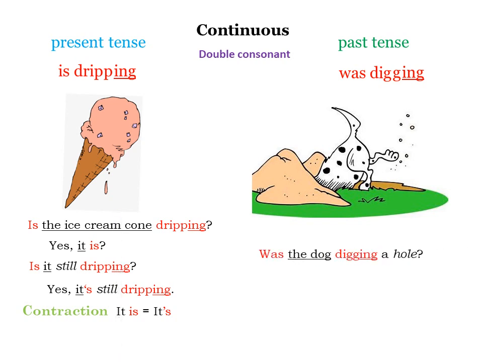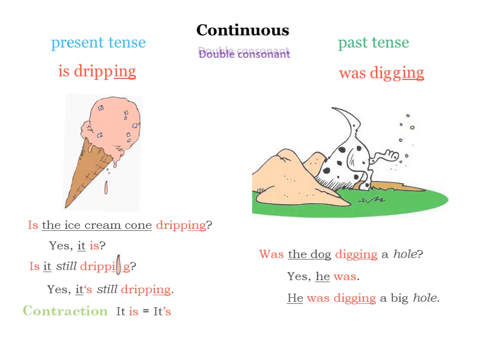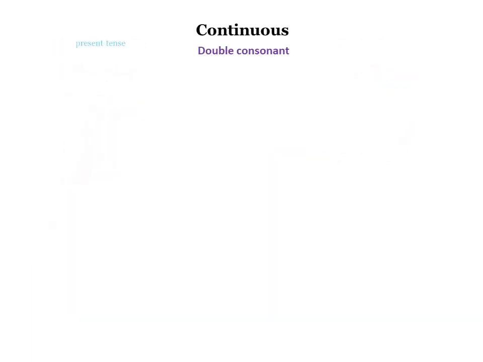Was the dog digging a hole? Yes, he was. He was digging a big hole. Present tense is snapping, tapping.